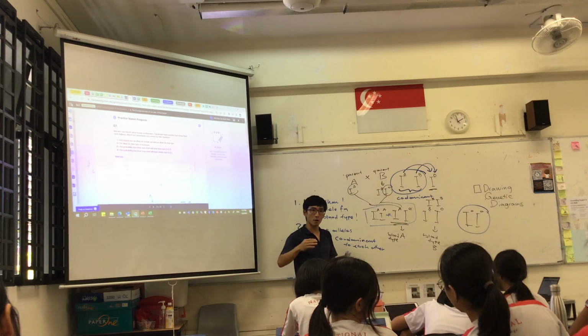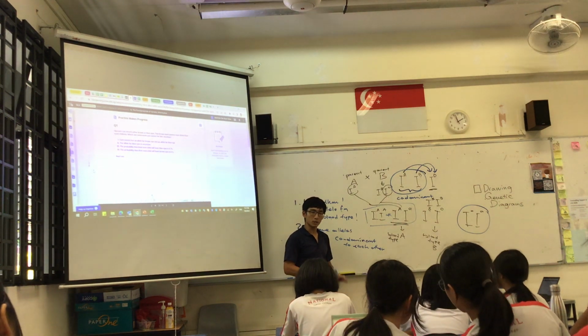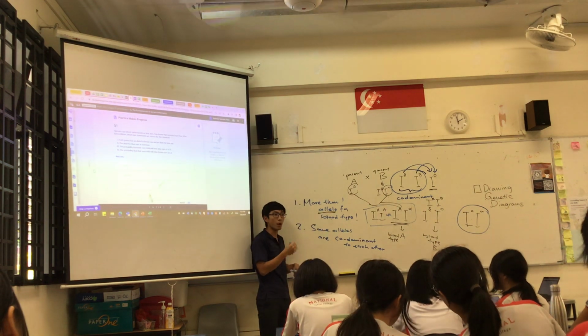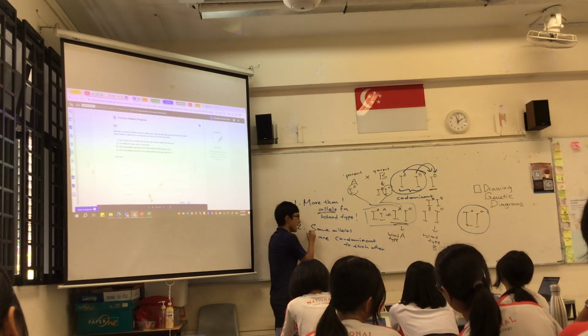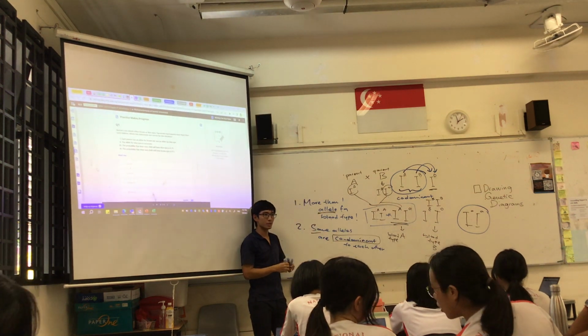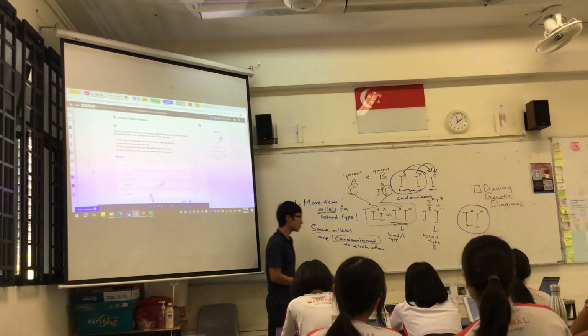So this is a preview of what we're going to learn next week, but I don't think it's too hard to grasp. For blood type, we actually have more than one allele. And we are learning a new term, codominance. Some alleles are codominant to each other.